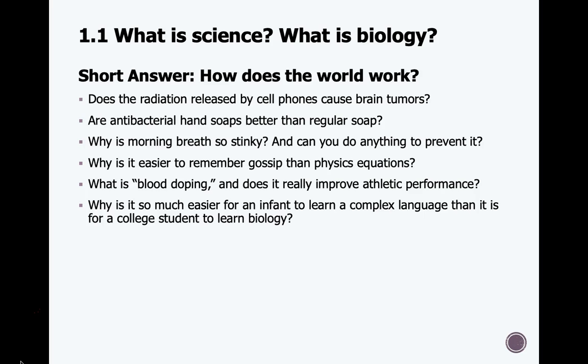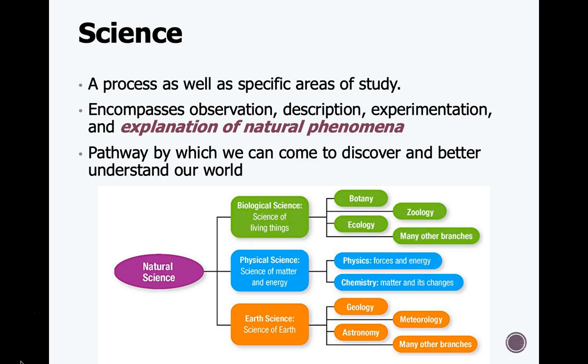So when we are talking about science, we are talking about a process as well as specific areas of study. So we are going to learn the process of science. There's sort of a formal definition of the process of science, but it's really this fluid way in which you can make observations, test things out, and answer your questions.